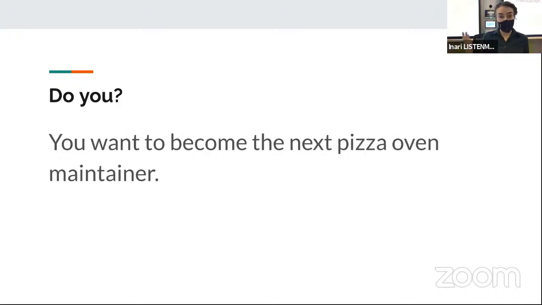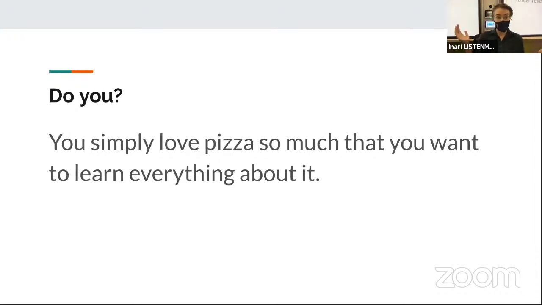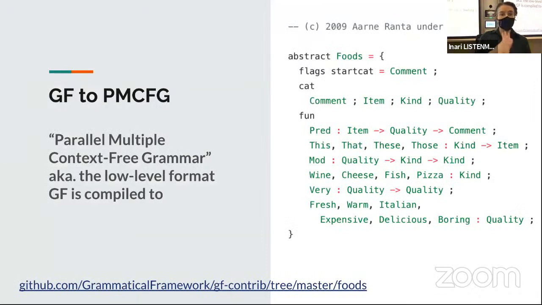Or maybe you have ambitions, like you don't just want to make pizza, you want to become the pizza oven maintainer, then certainly. Or maybe you just love pizza so much that you want to learn everything about pizza, so then there's this natural association to also learn to speak Italian. So you may have your motivations, but if you're following this, I assume that you want to learn about it.